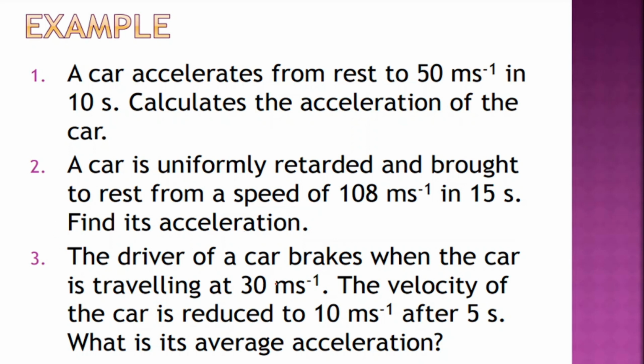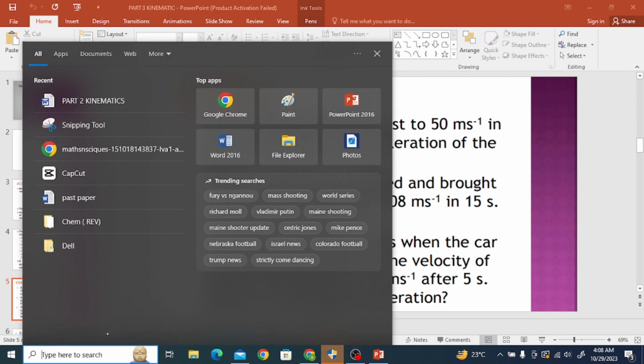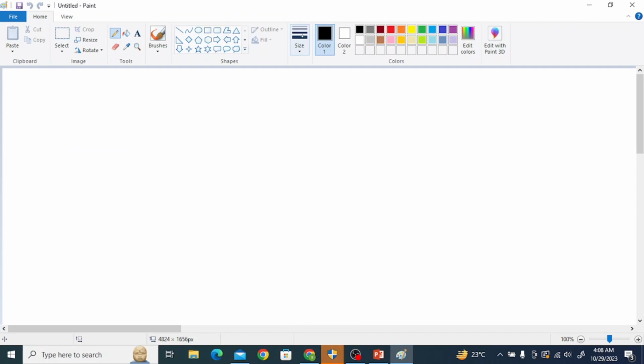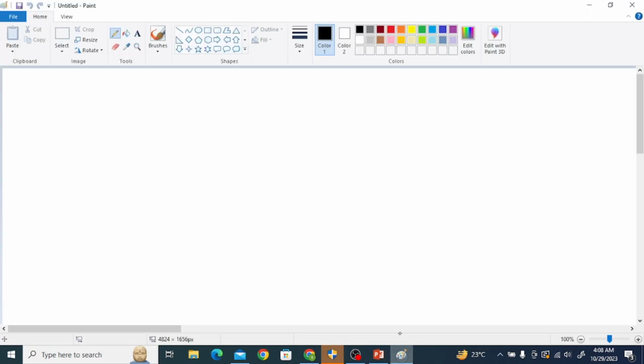So initial velocity is 0 because the car has started from rest, and then it took a time interval of 10 seconds in which the speed is increased from 0 to 50 meter per second. So u is 0, v is 50 meter per second, and time interval is 10 seconds. u is 0. Why? Because the car has started from rest. It means it was stationary. So whenever a body starts from rest, its initial velocity is 0. And after a time interval of 10 seconds, its final velocity reaches 50 meter per second.